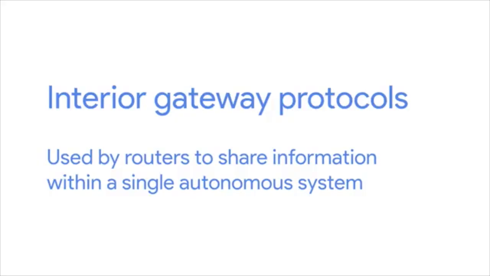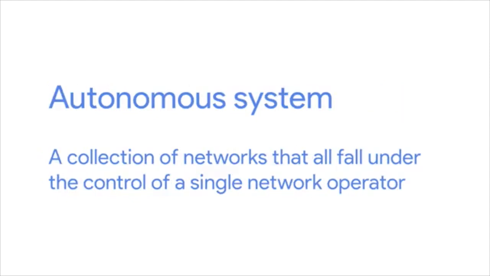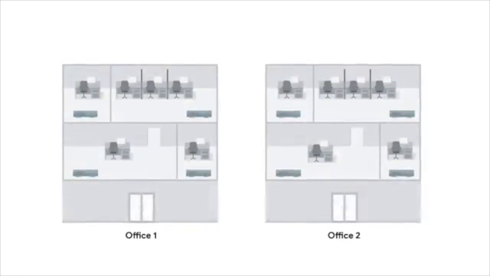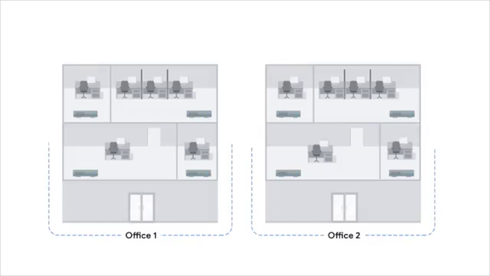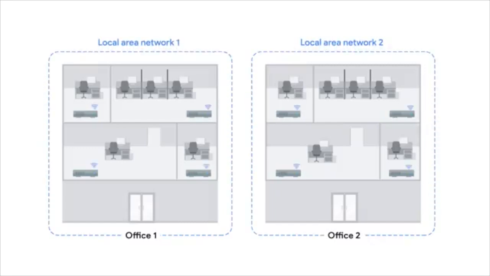Interior gateway protocols are used by routers to share information within a single autonomous system. In networking terms, an autonomous system is a collection of networks that all fall under the control of a single network operator. The best example of this would be a large corporation that needs to route data between their many offices, each of which might have their own local area network. Another example is the many routers employed by an internet service provider whose reaches are usually national in scale.